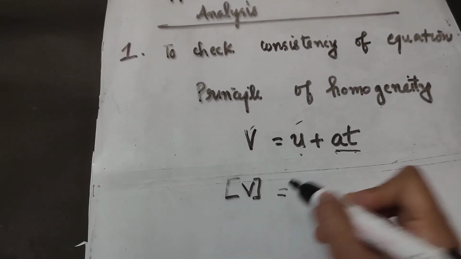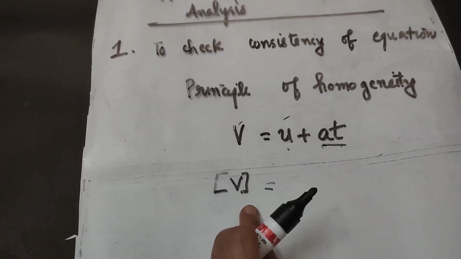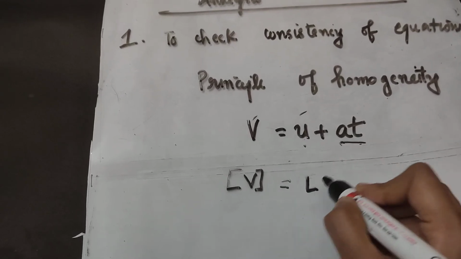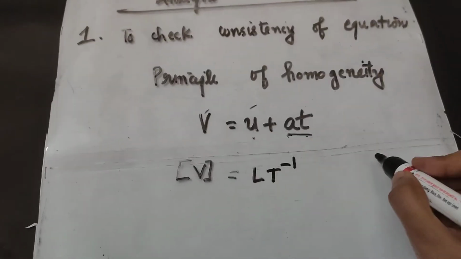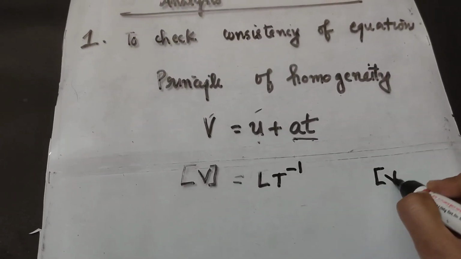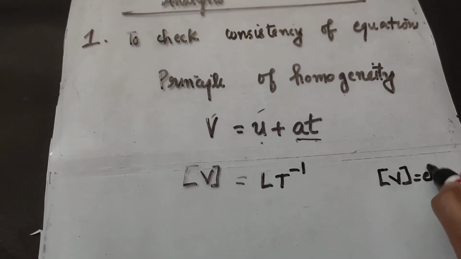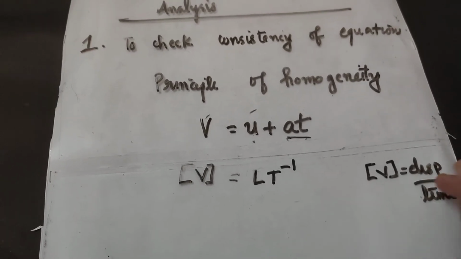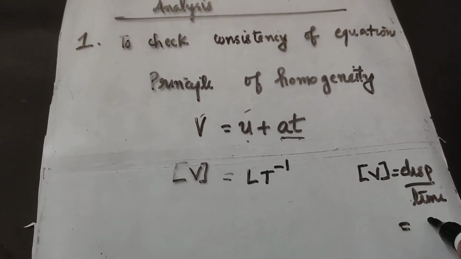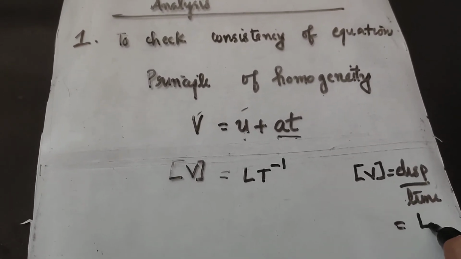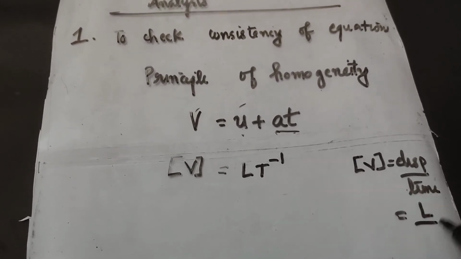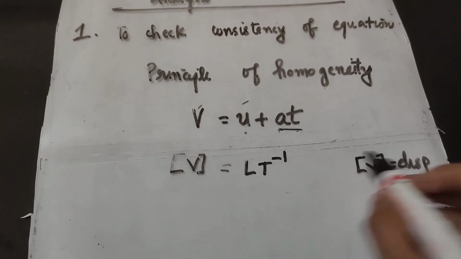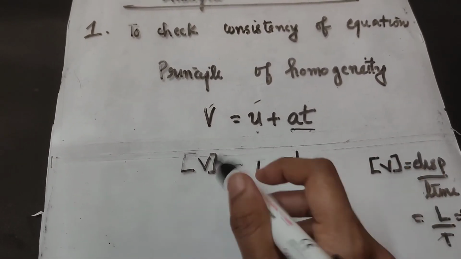Dimension of v. What is the dimension of v? The dimension of v is L t raised to minus 1. That is, v means velocity. Velocity is equal to displacement by time, right? Displacement is a length and its dimension is L. Time dimension is t. So that is equal to L t raised to minus 1.